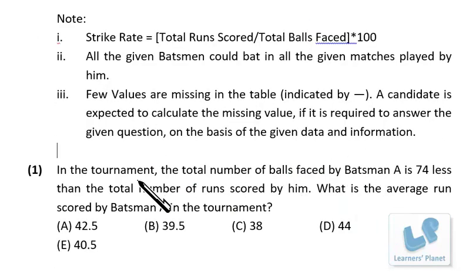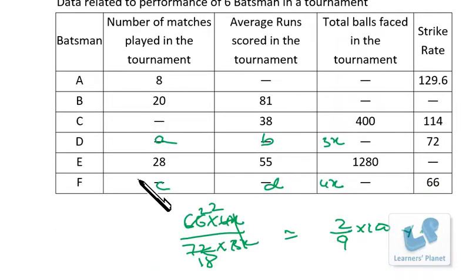Now this question. In the tournament, the total number of balls faced by batsman A is 74 less than the total number of runs scored by him. What is the average score by batsman A in the tournament? Okay, so suppose the total number of balls is X. Then the total runs will be X plus 74.